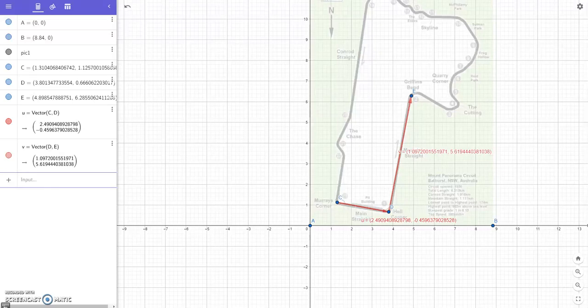In this GeoGebra investigation, we're going to look at the magnitudes of vector u and v, see if we can create a sum of those two magnitudes, and then we'll use that to actually calculate the real life distance. At the moment we have vector u and v.